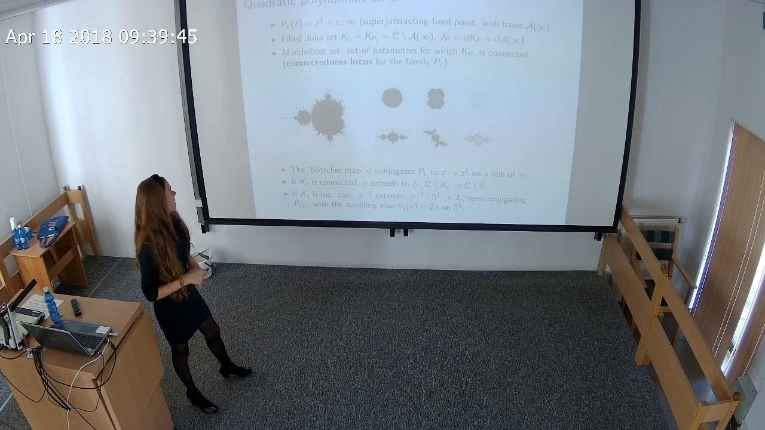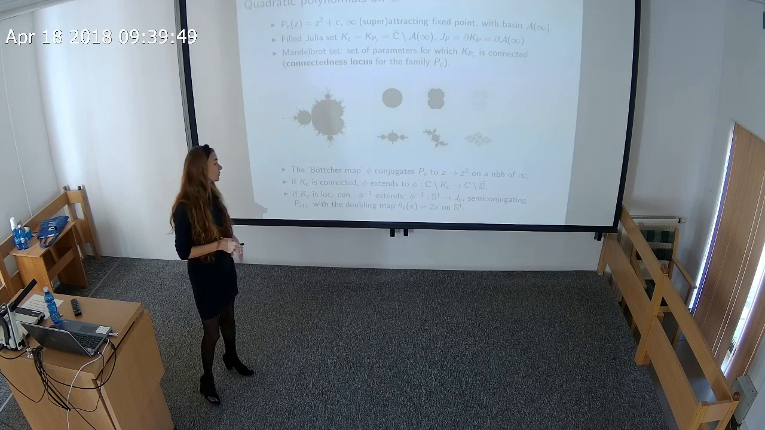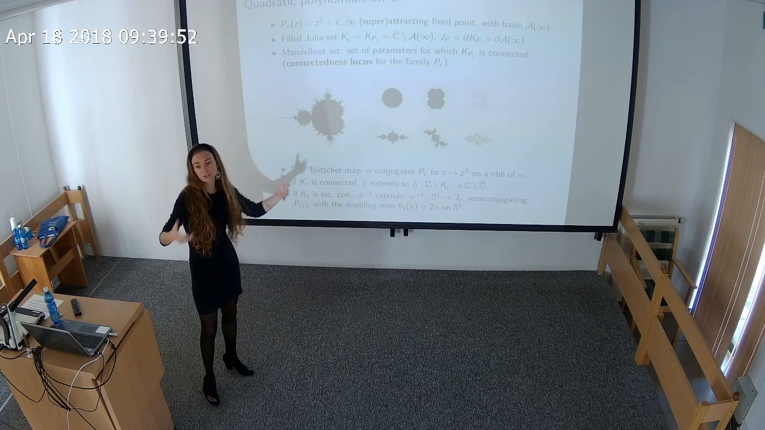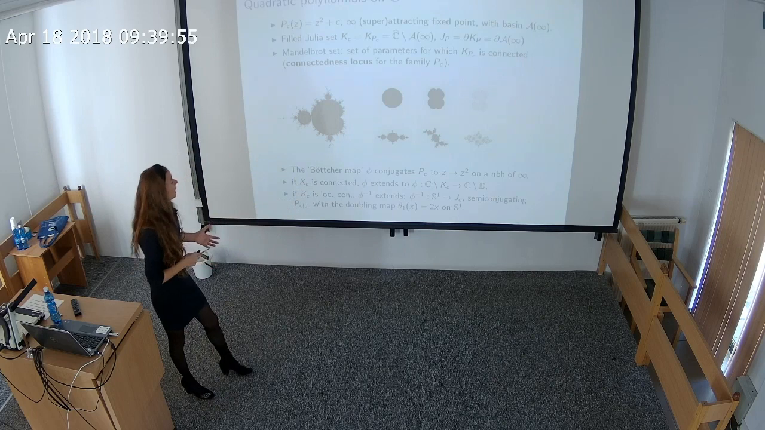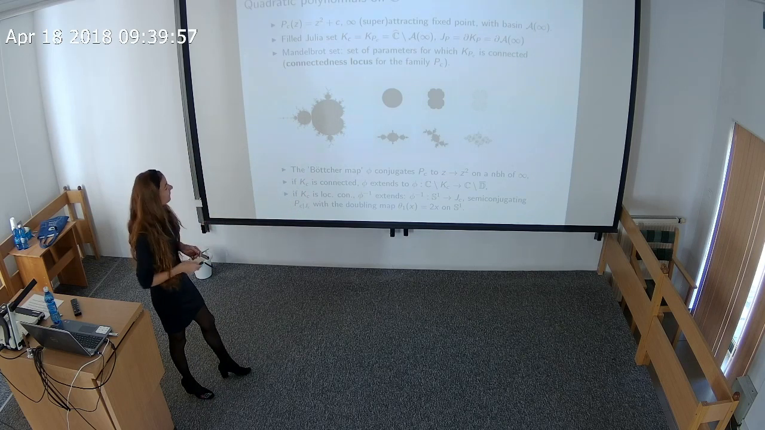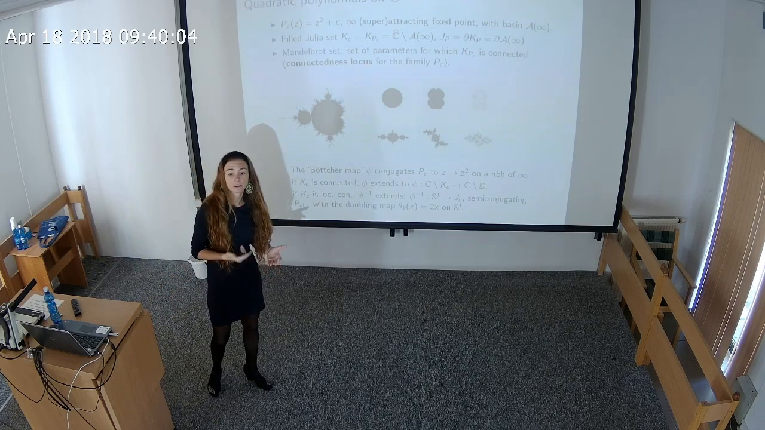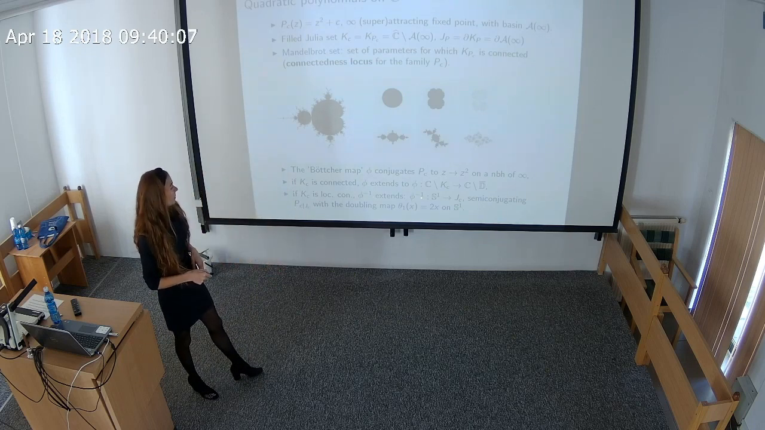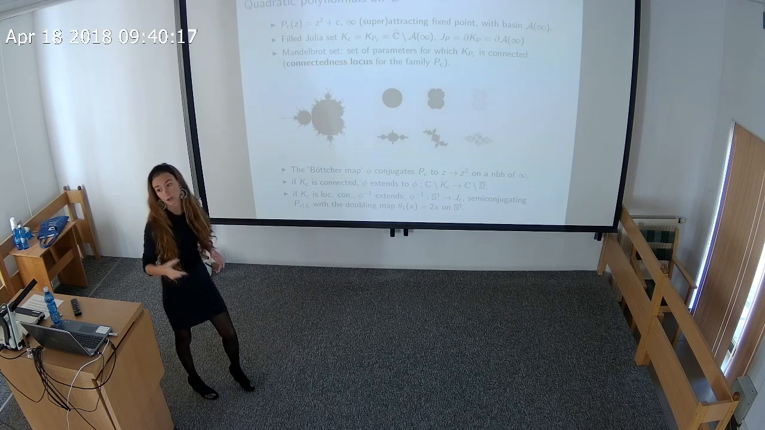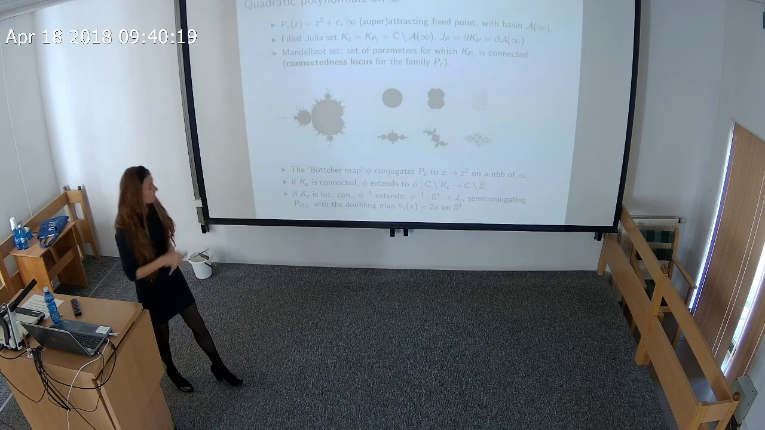In the case your filled Julia set is connected, this conjugacy extends to the whole basin of attraction of infinity. And in the case your Julia set is locally connected, thanks to Carathéodory's theorem, the inverse of the Böttcher map extends to a semi-conjugacy of the polynomial on the Julia set to the doubling map on the unit circle. And this map will be pretty important later.